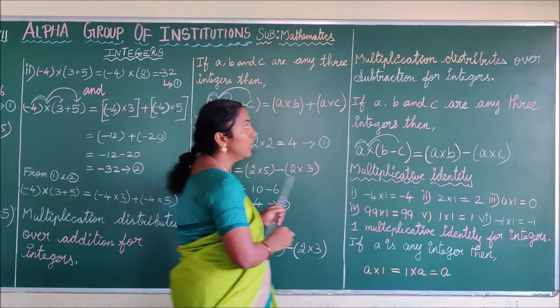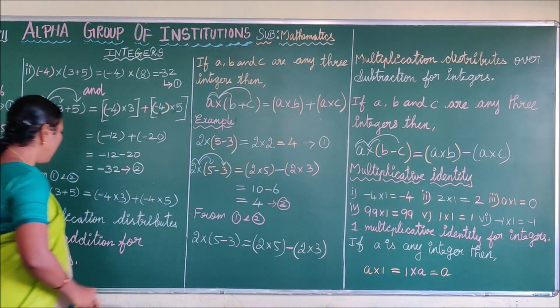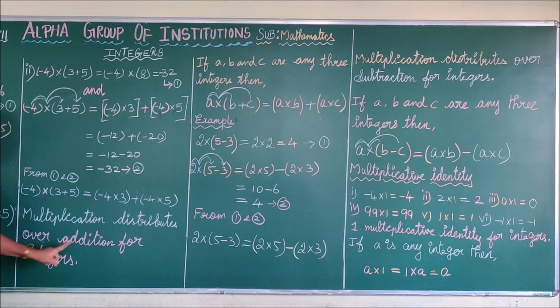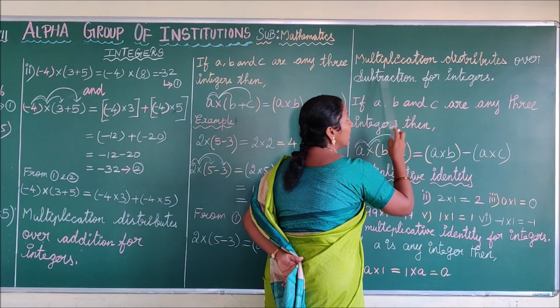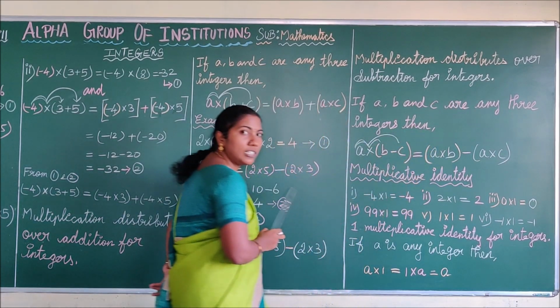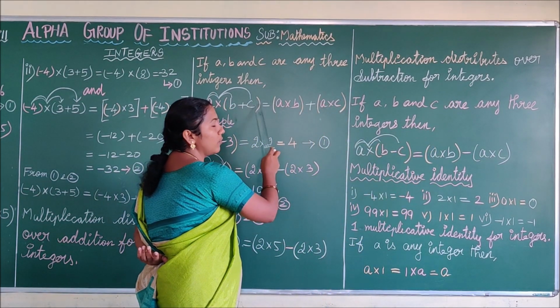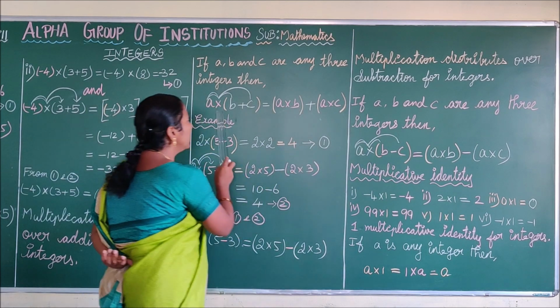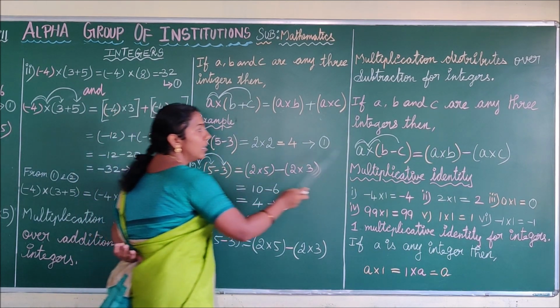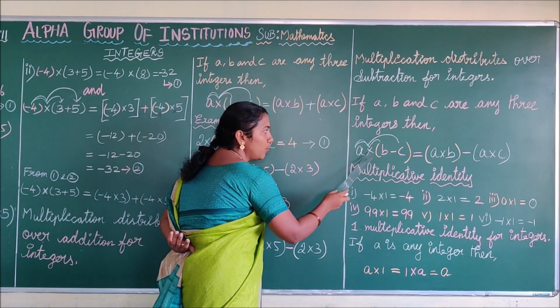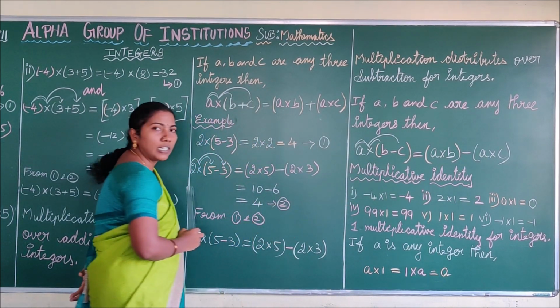It's clear, children? Thus here multiplication distributes over addition for integers. Here multiplication distributes over subtraction for integers. By seeing this definition you can easily understand. That is, multiplication distributes over addition. Multiplication distributes over subtraction. It's clear, children?